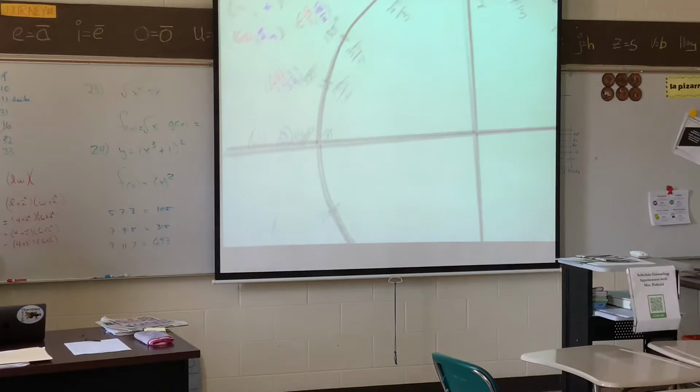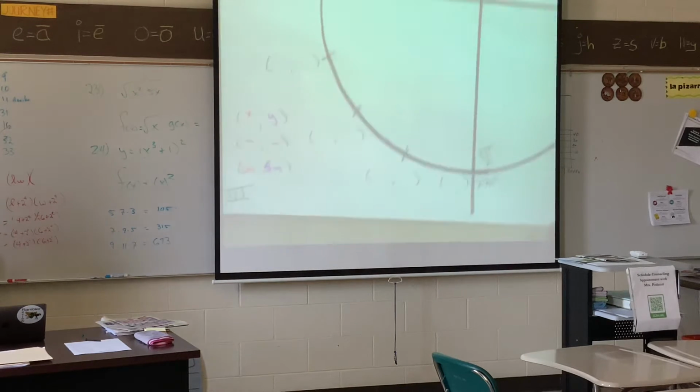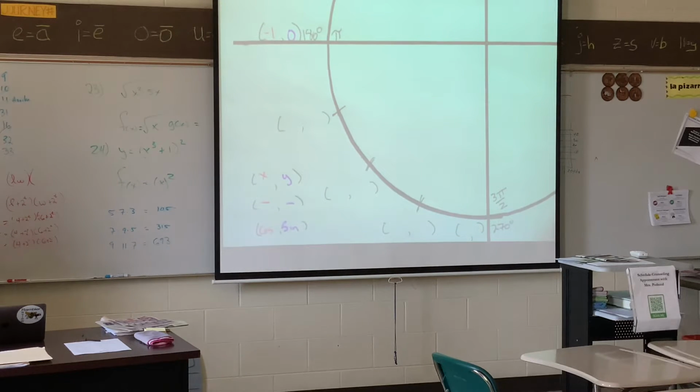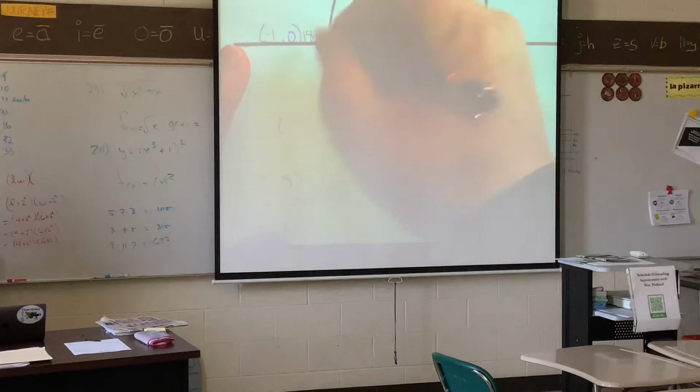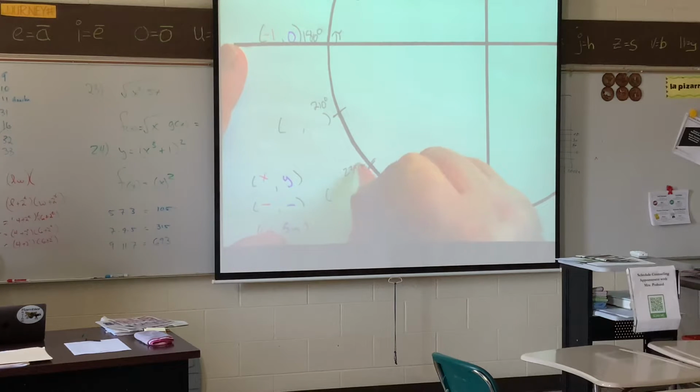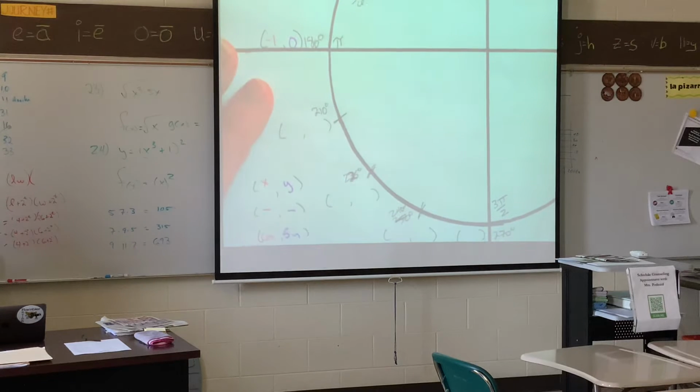Okay, let's go down to the next quadrant. Again, I'm going to follow my pattern. This was 30 degrees away, so that was 210 degrees. 225, 240, 250. Did I do that right? No, that's 225. And that's 240, that's better. 225 and 240.